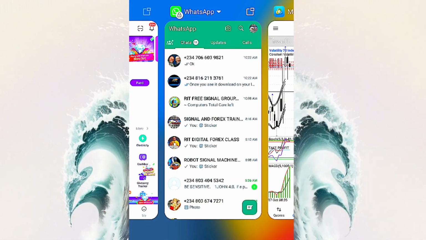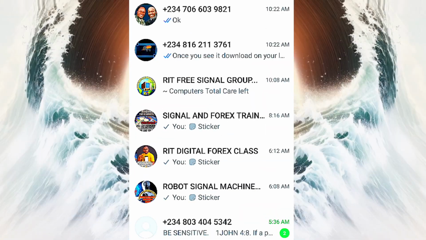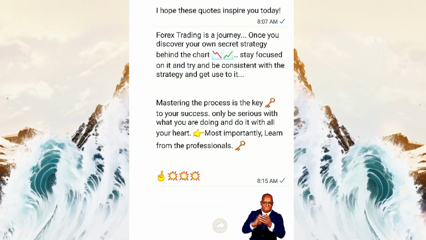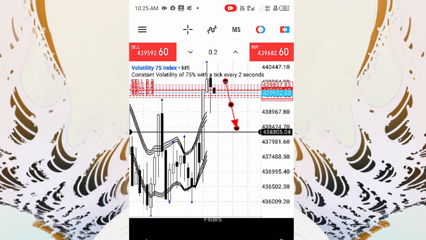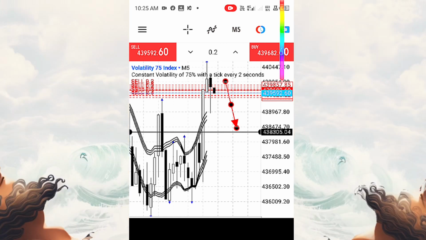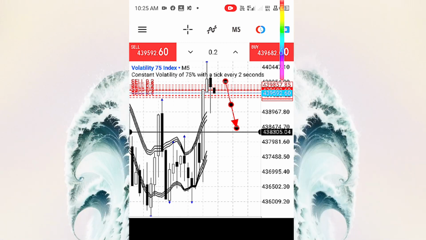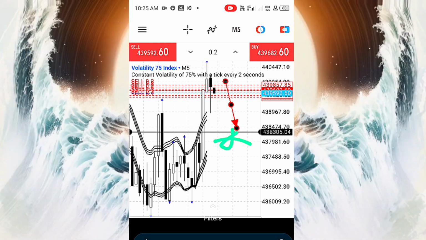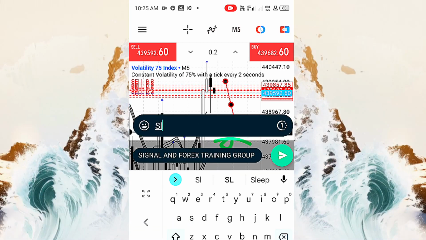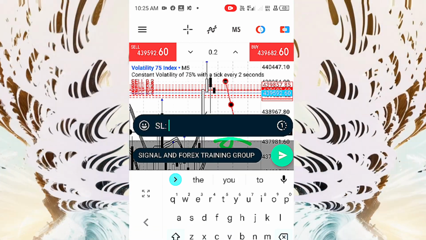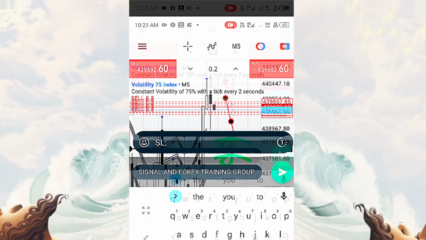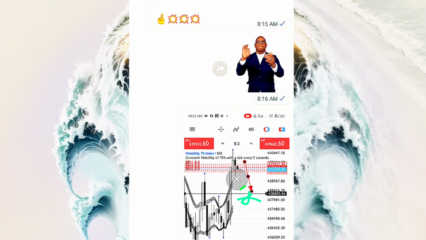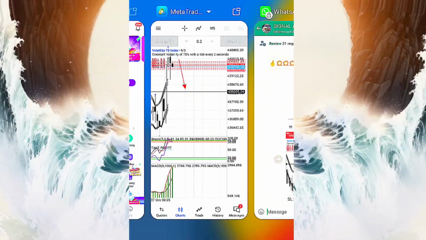Let me take some screenshots and send to my community members, and also take the trade. So this is the trade. You can see I'm trading while I'm walking, moving around trading. It's for real, it's a live trade from Random Forex Solutions. You can see this is my stop loss and take profit.